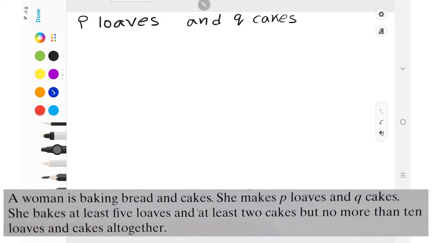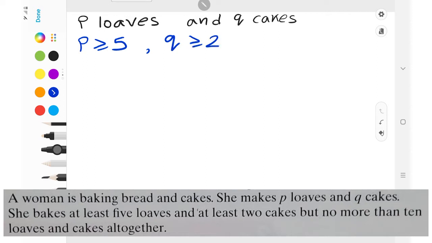What does the phrase at least mean? This means that the woman wants to bake at least 5. I want 5 and more. I don't want to bake 2 or 3. The minimum number of loaves I want to bake today is 5. So my inequality will be P greater than or equal to 5. I don't want to bake less than 5. I want 5 and I can bake more. And also at least 2 cakes, the same thing. Q is greater than or equal to 2.